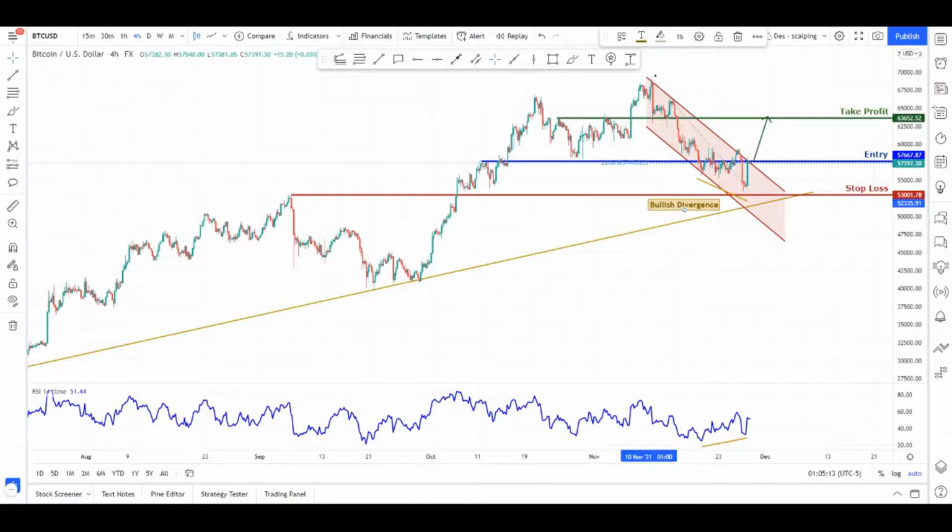I hope you found this analysis useful, using really advanced technical analysis. We make it seem simple, but there's a lot that goes into looking and thinking about all these levels.